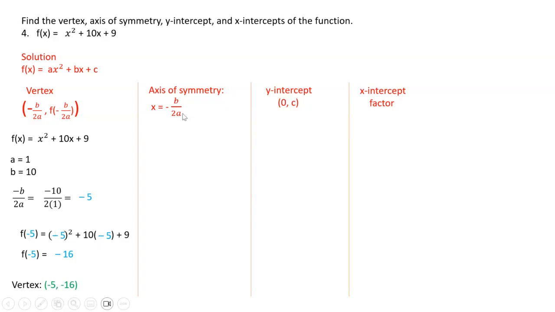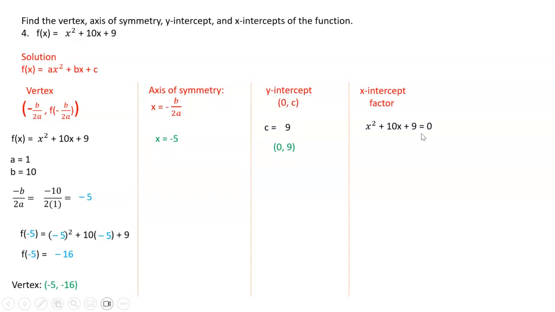Now, for the axis of symmetry, since we already found the vertex, this is very easy to see, because the axis of symmetry is the x part of the vertex, which is x equals negative 5. That's my answer for the axis of symmetry. For the y-intercept, it's also very easy to see. The c is going to be 9, so the y-intercept is going to be (0, 9).